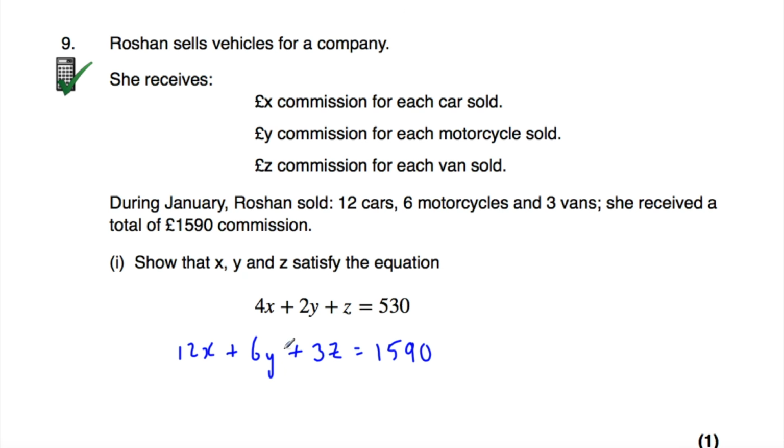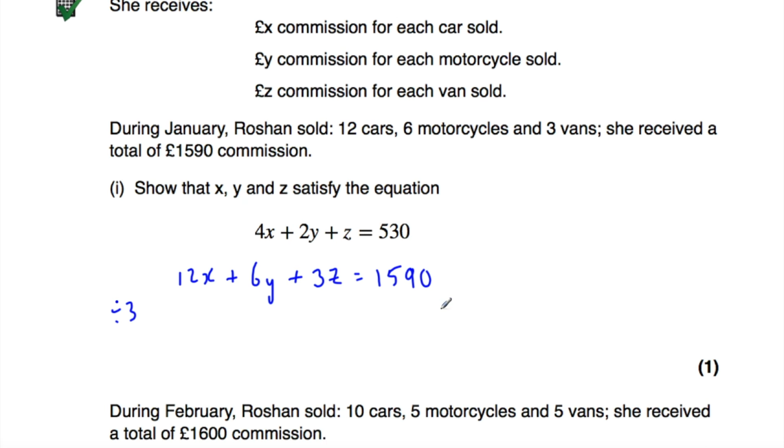£1,590. Now what we're trying to show isn't quite what we've found there. We've got 12x plus 6y plus 3z equals 1,590. Now if we divide everything here by 3, because 12x, 6y and 3z are all divisible by 3, and also 1,590 is divisible by 3, let's see what we get. So if we divide the left hand side of the equation by 3 and the right hand side by 3, on the left hand side we get 4x plus 2y plus z. So that's what we're trying to find, that's great. And if we do 1,590 divided by 3, that's equal to 530. So that's what we've been asked to show, so we've done it.